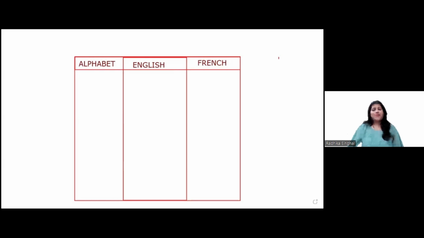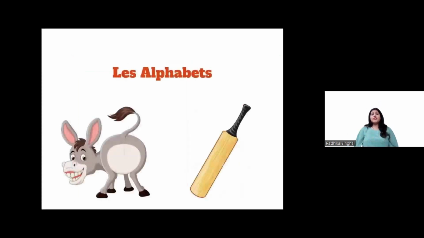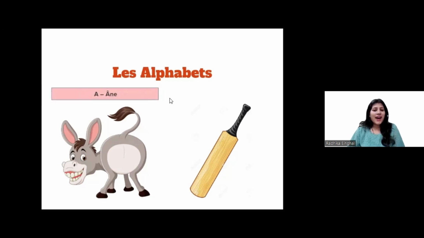Let's begin. The first two pictures are here on your screens. You know what you call them in English, but what I will be telling you is what you call them in French. The first image is of a donkey, and a donkey in French is called âne. Âne. From B, we have bat. Bat.